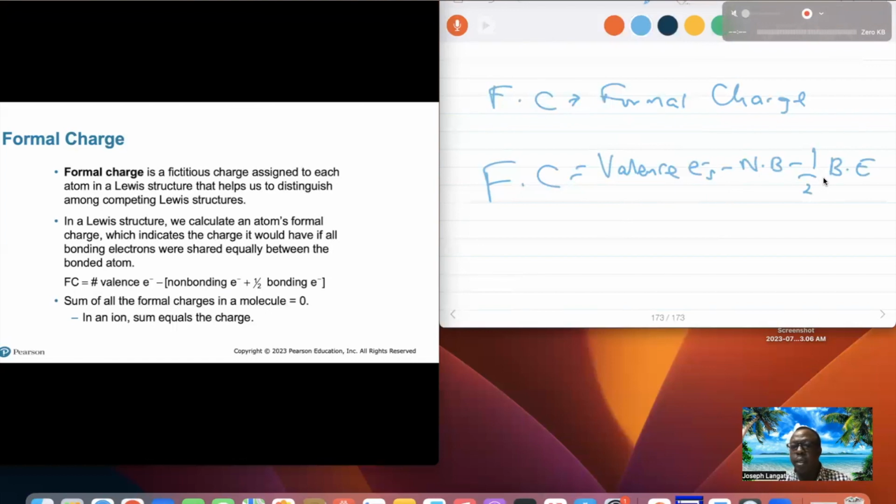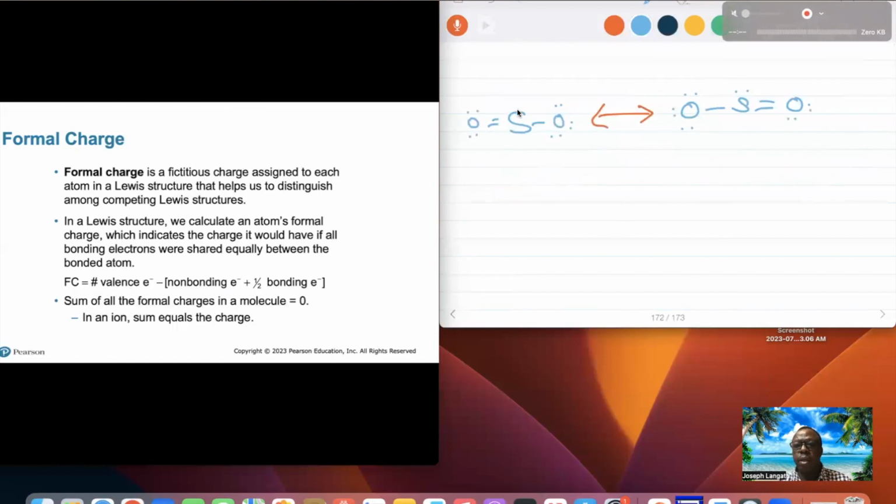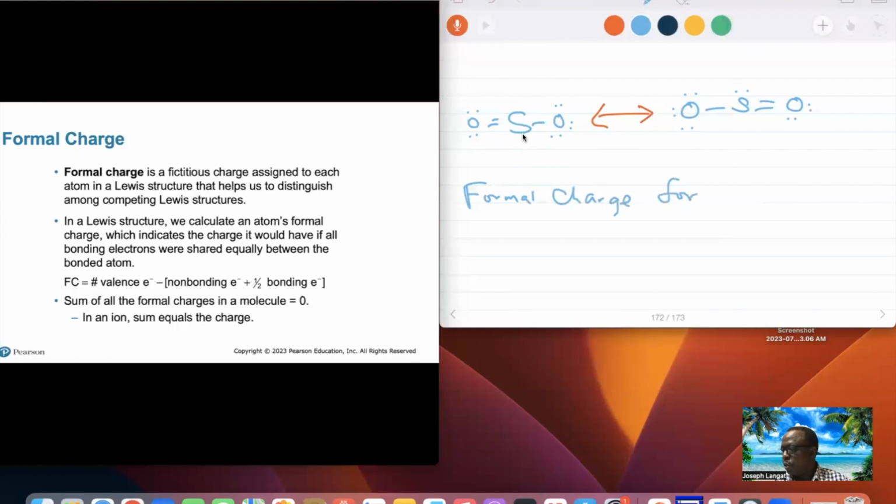Let's say, for example, in this resonance structure for sulfur dioxide, we want to find the formal charge for sulfur. It will be valence electrons minus non-bonding electrons minus half the bonding electrons. So this will be 6. Remember, sulfur is in group 6, so 6 valence electrons, minus the non-bonding electrons.